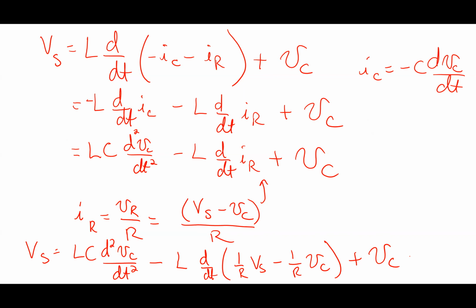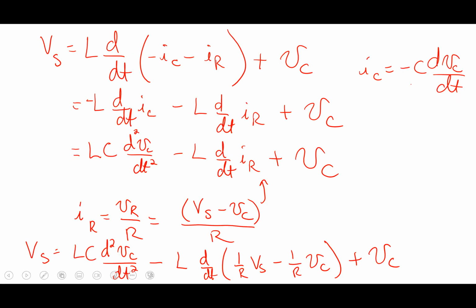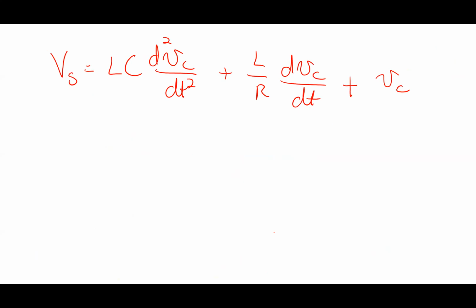And so you're going to end up with V sub S equals LC d squared Vc dt squared plus L over R dVc dt plus V sub C. Basically the derivative of this becomes 0, and the two minuses cancel each other. The minus L times minus 1 over R cancels, and I'm left with that.